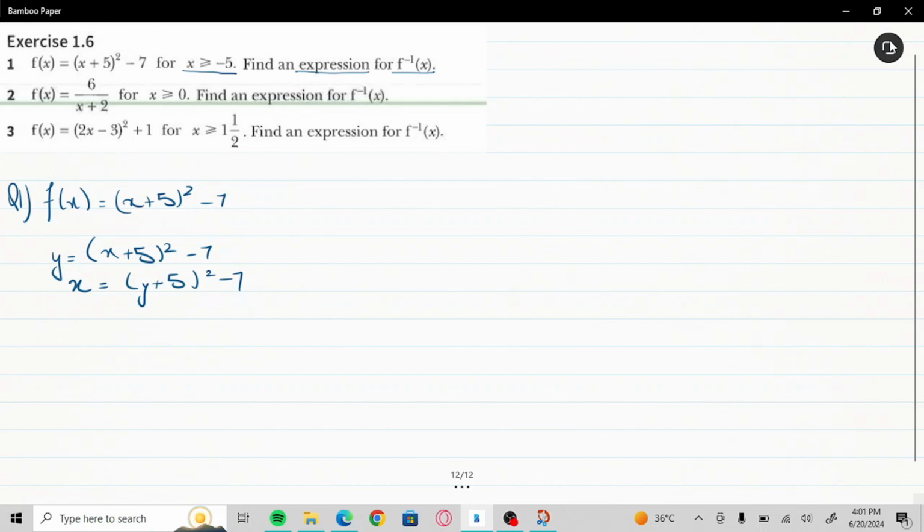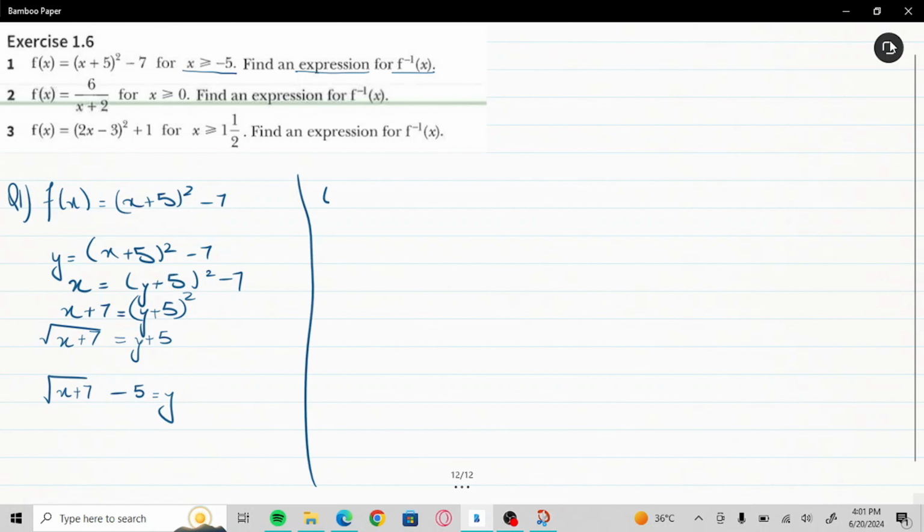The third step is to make y the subject of the equation. So x plus 7 is equal to (y plus 5) whole squared. In order to remove the square from this side, apply square root to both sides. So square root of x plus 7 is equal to y plus 5. Next step: square root of x plus 7 minus 5 is equal to y. And that's the function f inverse.